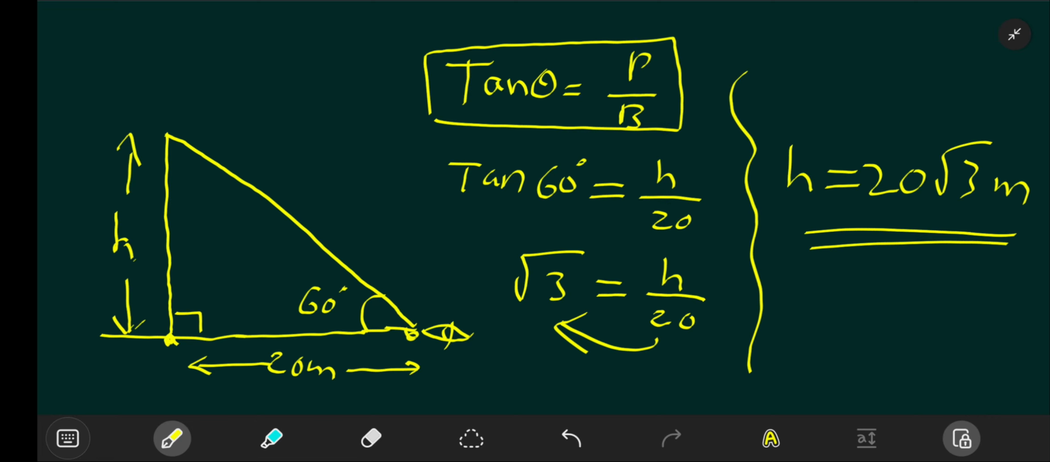Understood? This is the actual way of solving the problem. Next. Now, for solving the problem, we have to get an idea of which trigonometric ratio to select by seeing the given information in the question. In the question, some information will be given, and by seeing that information, you have to select the correct trigonometric ratio.